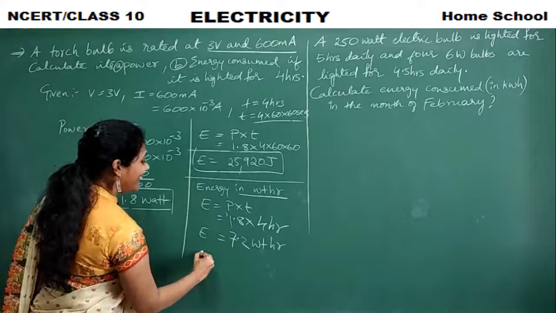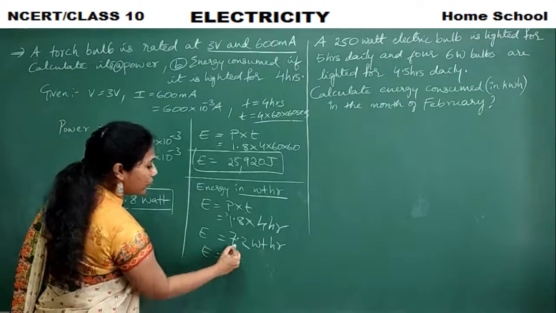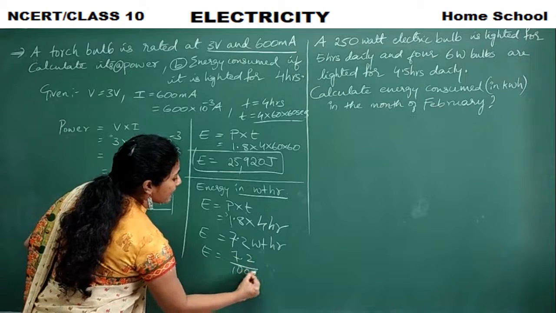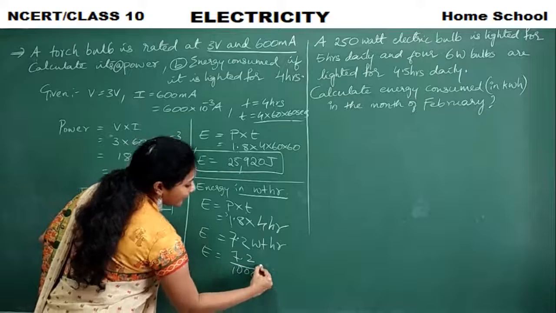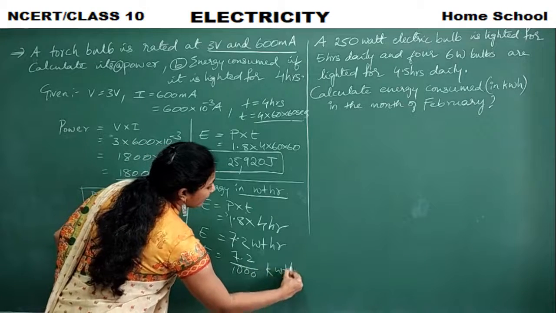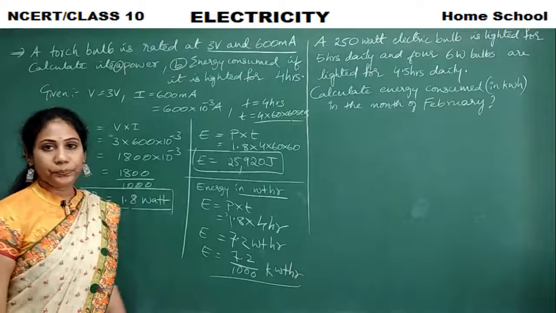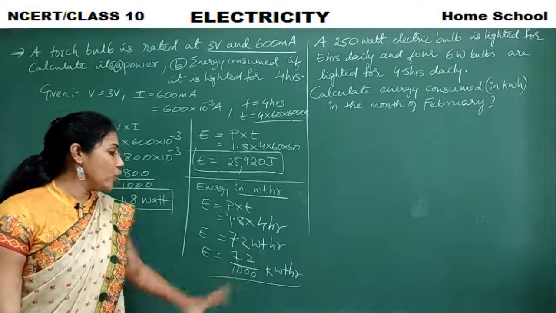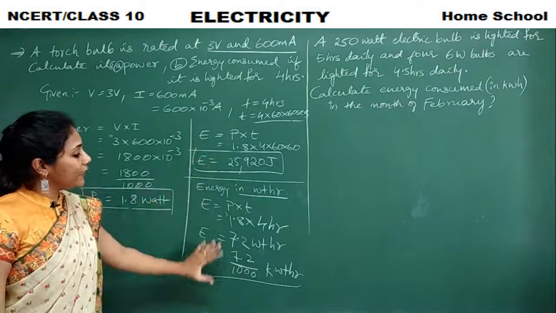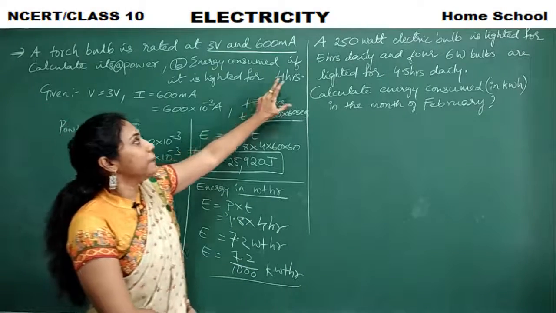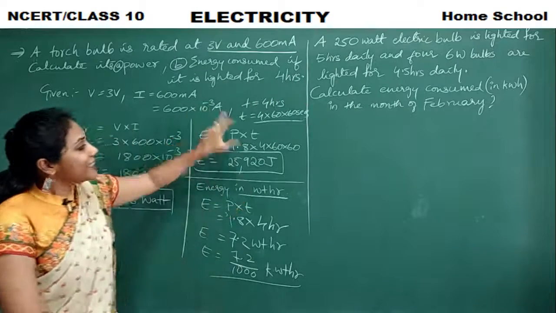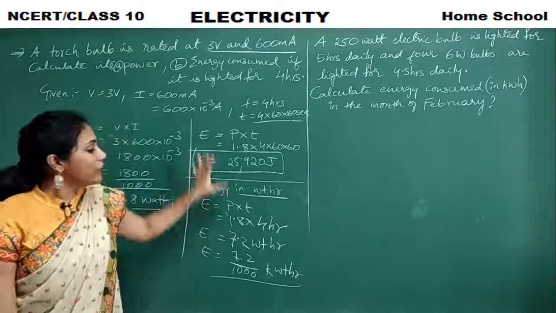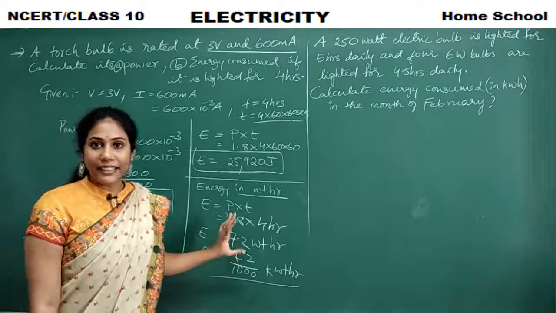And if you want to calculate it in kilowatt hour, then what you have to do? For this you have to divide by 1000, right? 7.2 divided by 1000, you will get your answer in kilowatt hour. Clear? Either you can calculate it in joules or in kilowatt hour. If you are calculating in kilowatt hour, don't convert time, keep it in hours. If you are calculating in joules, convert hours into seconds. So you have to be very careful in calculating energy.